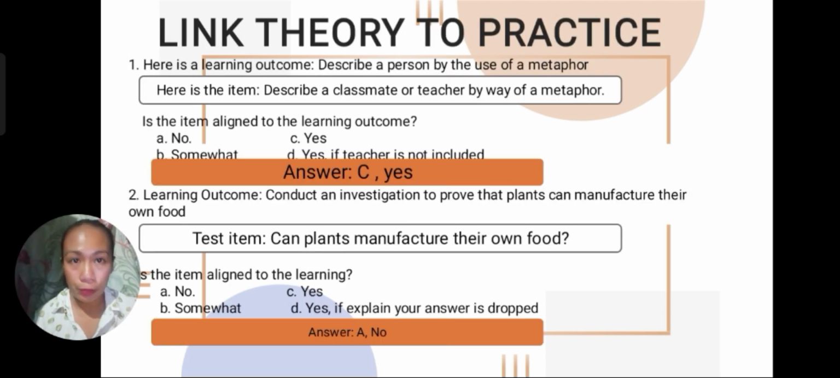So we have the Lean Theory to Practice. First question: here is a learning outcome, describe a person by the use of metaphor. Here is the item: describe a classmate or teacher by way of a metaphor. So the answer is letter C, yes, because the item is aligned to the learning outcome. Second is the learning outcome: conduct an investigation to prove that plants can manufacture their own food. The test item: can plants manufacture their own food? So the item is not aligned to the learning outcome, and the answer is A, no.